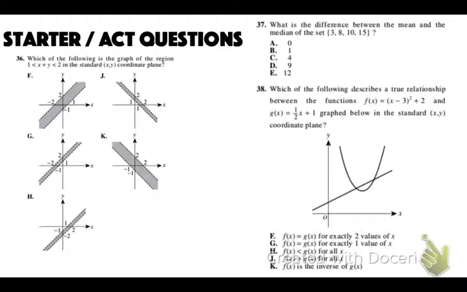But this first one: which of the following is the graph of the region 1 is less than x plus y is less than 2 in the standard xy coordinate plane? Well, you might look at this and be like, I don't know. But let's look at this piece right here. Okay, so we have 1 is less than x plus y is less than 2.